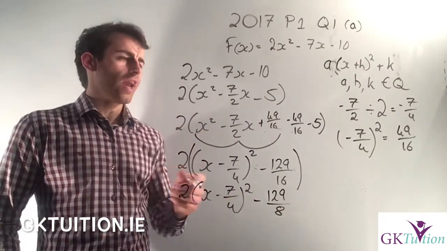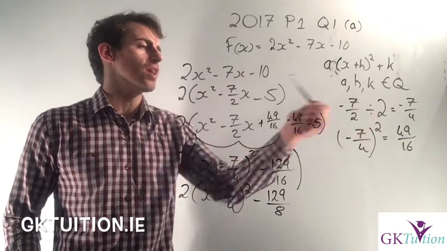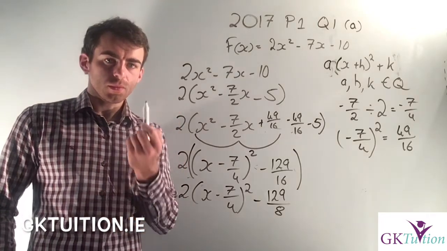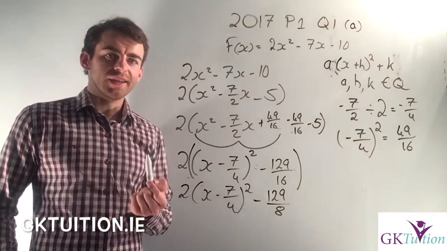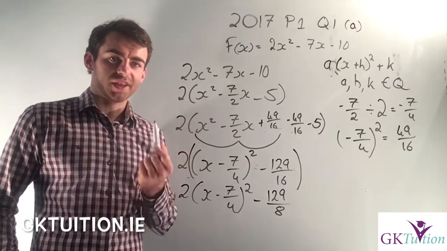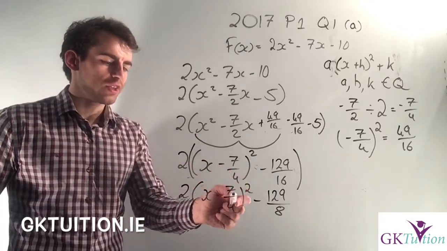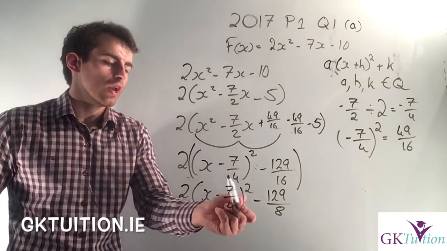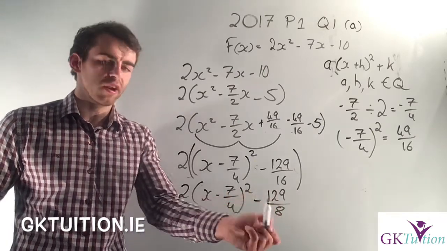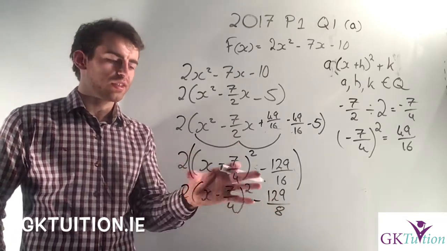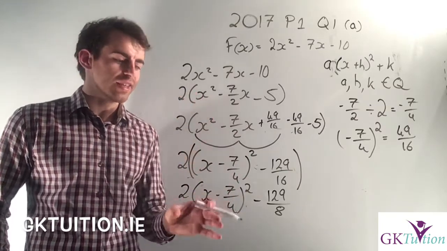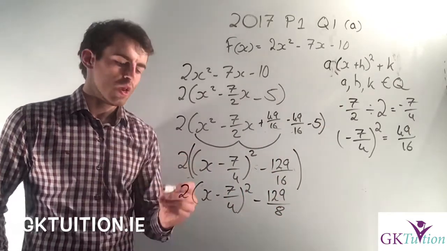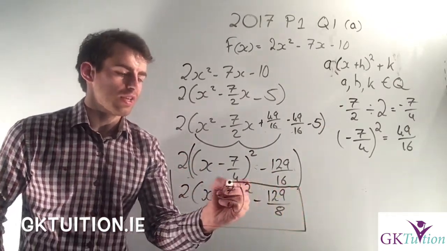Now, just to double check, it told me that a, h, and k should be elements of Q. Q means the rational numbers. A rational number is any number that can be written as a fraction in its simplest form, where the top of the fraction and the bottom of the fraction are whole numbers. So clearly this is 2 over 1, this is a rational number, 7 over 4 is rational, 129 over 8 is rational. I'm highlighting this because when we get to the end of this video, we have to refer back to this, and it's very important that you know what a rational number is. So my final answer for the first part of this question is this.